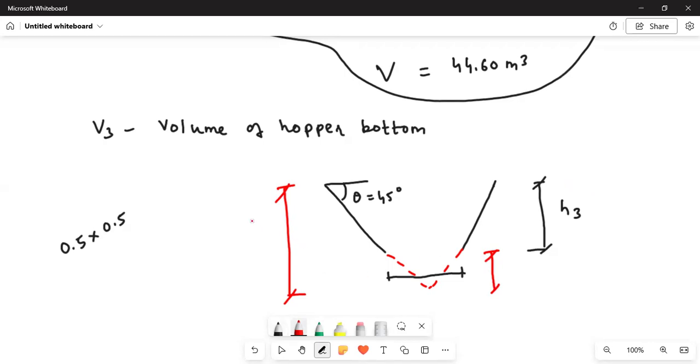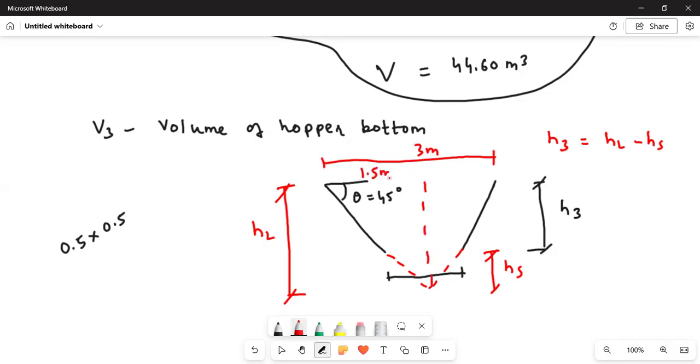I will just call them HL and HS. So what is H3? H3 equal to HL minus HS. How to find HL? We can use trigonometry. So this distance is 3 meter and the half distance will be 1.5 meter. So HL will be equal to 1.5 meter because the angle theta is 45 degree. The horizontal distance and the vertical distance will be equal.